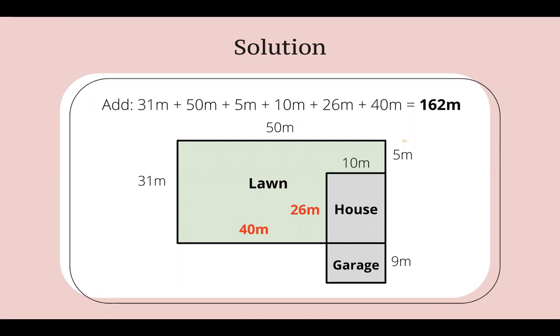Next, to find perimeter, we have to add all the side lengths of the lawn together. We end up with 162 meters as our perimeter.